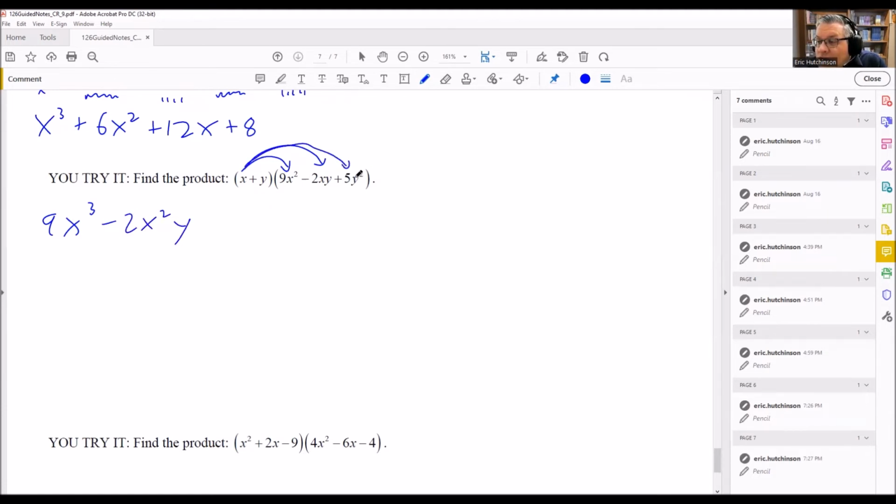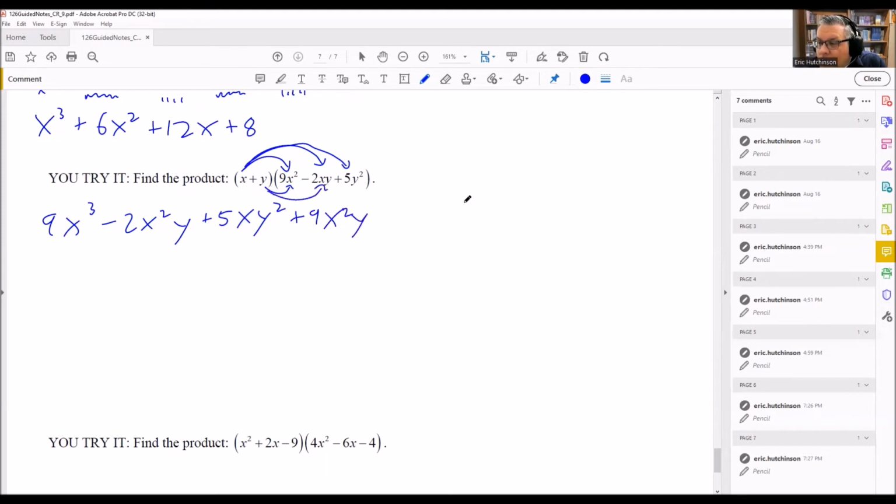And then you have an x times this. We'll just put this in alphabetical order. So it's going to be 5x y squared. Nothing else you can do there as far as combining this together. Then you're going to do the inside ones. The y times 9x squared, you'll just put 9x squared y.